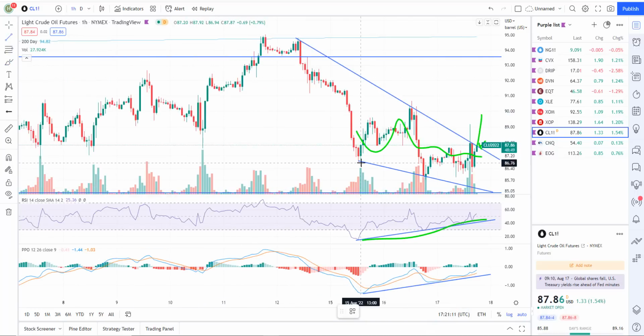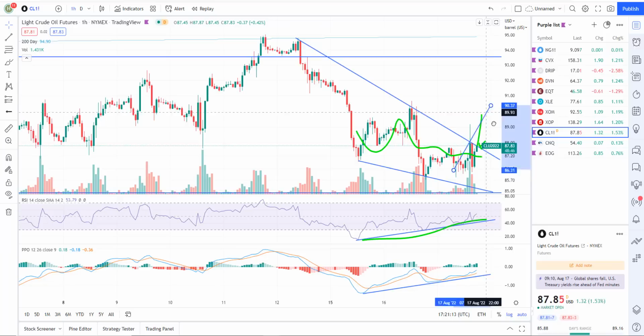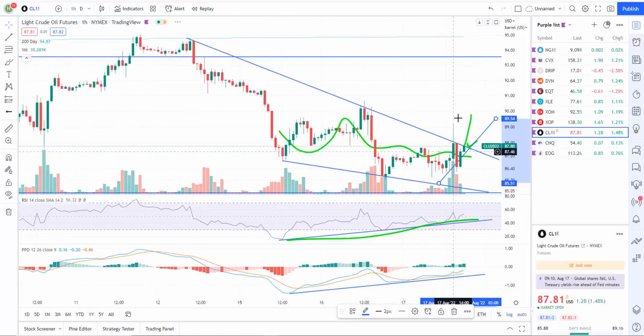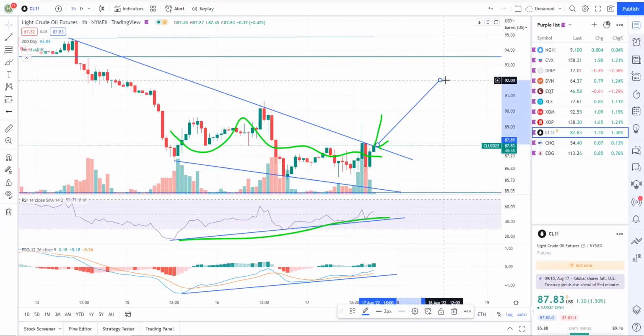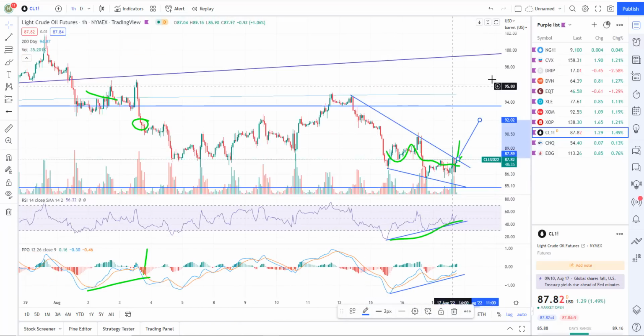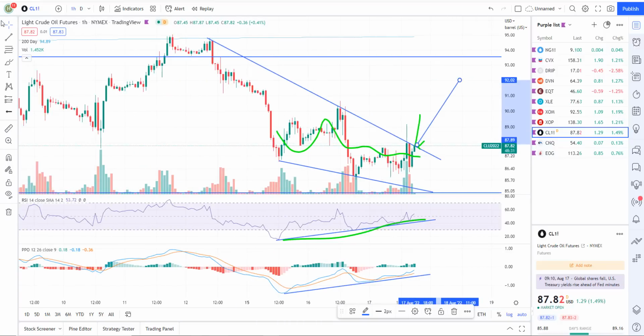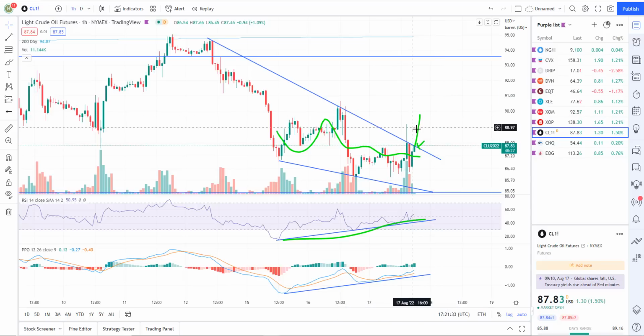The measured target on this one would be something like, we'll say, up here. Let's see, the measured target, oftentimes you can take it right there. Could be all the way up here at about 92-ish. We've got some resistance up here at 93.60. So in general, I'm not really interested in trading oil right here and now, but I am looking for confirmation around the price action.